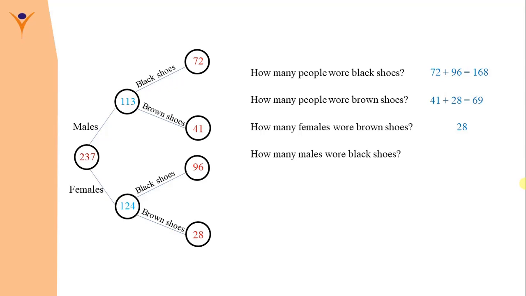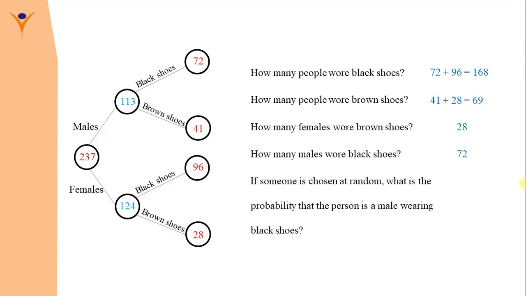Okay, welcome back. So let's see how well you did. How many males wore black shoes? So I'll go to males. Total males is 113. Among those 113, those who put on black shoes are 72. So did you get that correctly as well? Congratulations if you did.